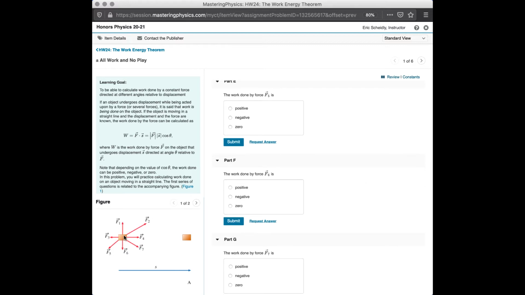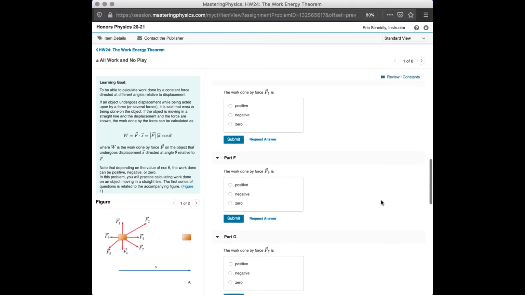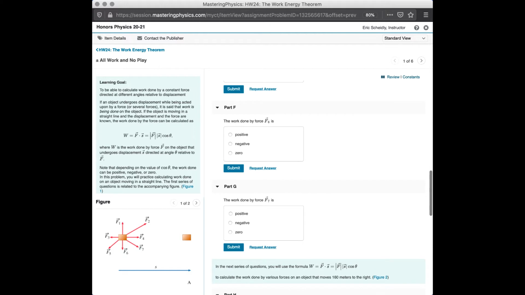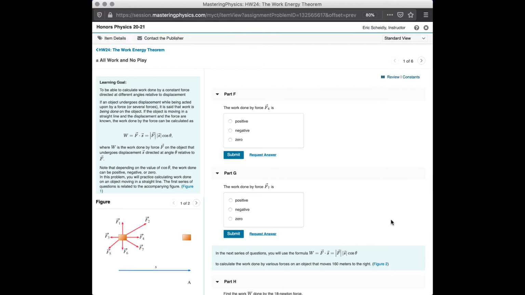Work done by F6, once again, F6 points downward when the displacement is to the right, and therefore F6 does no work at all. F7 has a component that is generally in the direction of the displacement, and so it does positive work. So you see, once you have this idea in your head, it's very easy to go through and name how these things should work out.